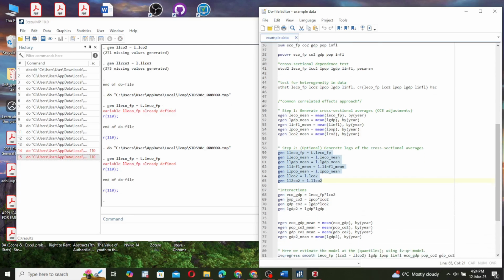I've already done that too. And then our interaction. This should be backed by theory. When you're dealing with interactions, you need to look at what the theory says about them. But since this is an example data, it still may align with theory. So you find that we generate an interaction between ecological footprint and carbon dioxide emissions, population growth and carbon dioxide emissions, and what have you. So we do that.